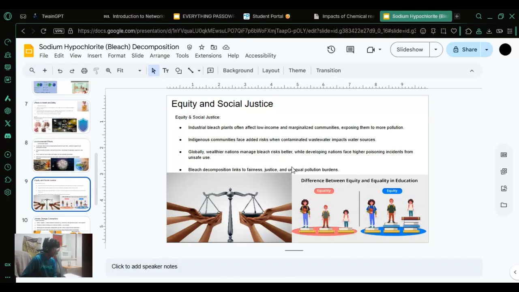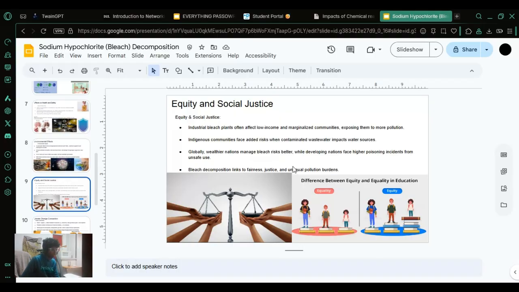Climate links. Production: electrolysis of brine consumes significant energy. If the electricity comes from fossil fuels, manufacturing adds CO2 emissions. Warming climates accelerate decomposition and storage instability. Higher temperatures mean faster breakdown. And extreme weather increases spill risk, spreading contamination. Some volatile chlorinated compounds also affect atmospheric chemistry, albeit at small scales relative to CO2 and methane.